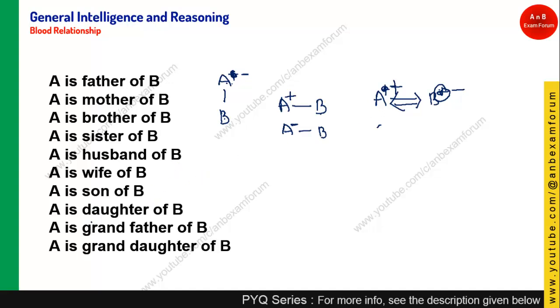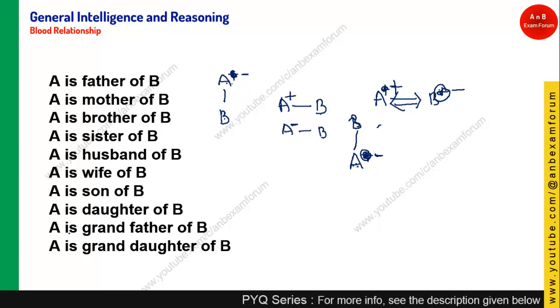Coming to the next, A is son of B. So A is son. Son means positive, and he is from a different generation. Here we don't know whether B is father or mother, so we don't put any symbol. And if A is daughter of B, in that case, you need to change the gender. Instead of plus, it will be minus.